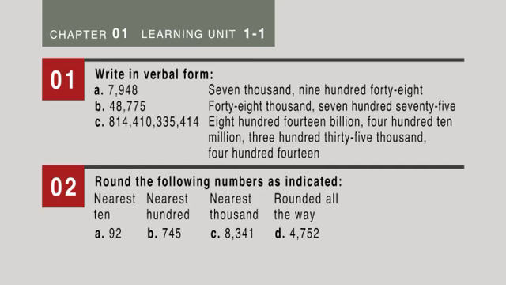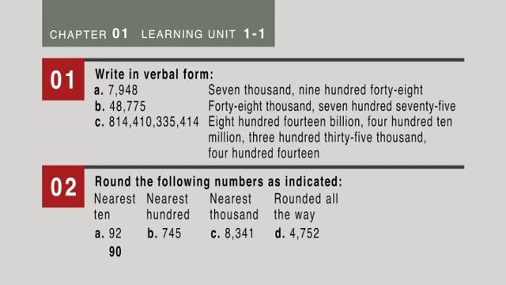Keep rolling. I do make mistakes. In number 2, round the following numbers as indicated to nearest 10. Remember, we have units, tens, hundreds, thousands. So for example, identify your digit. The number is 9. Look to the right. Is it 5 or greater? Nope. So that becomes 90.